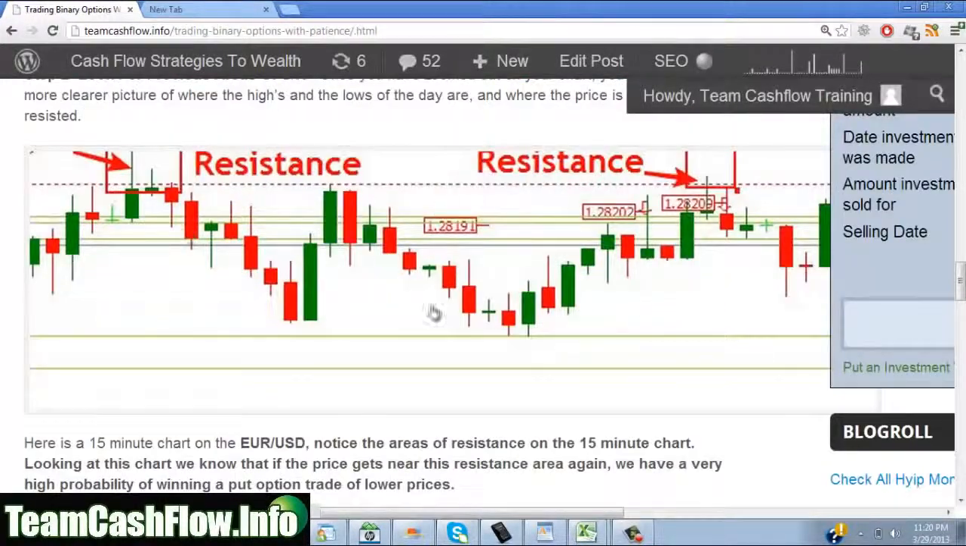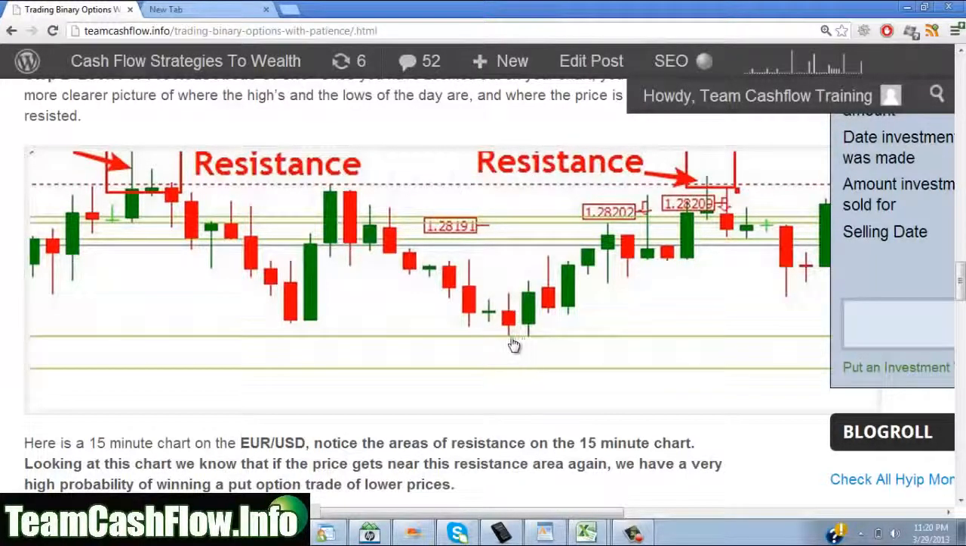So the general idea is I find those areas of resistance or support, then I wait for price to get near that area again, and then take a put option. In this case, it would be a put option because this is an area of resistance, and if it's support, it would be a call option.